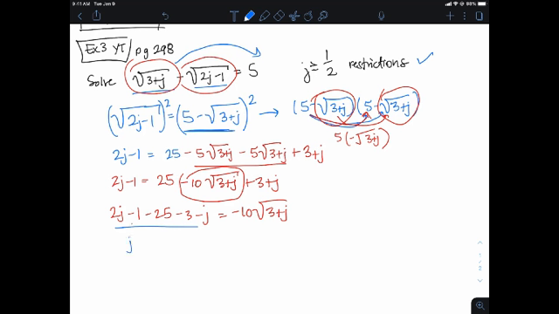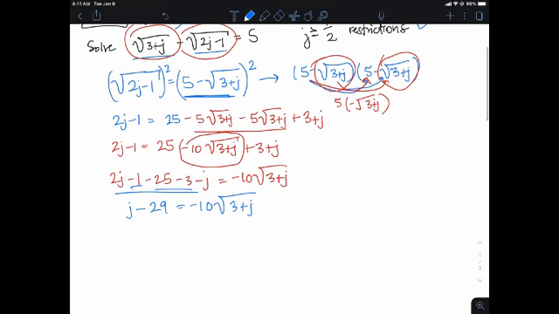All of these are negative, so negative 28, negative 29, so minus 29, and on my right-hand side, minus 10 root of 3 plus j. Okay, now back to my same old tricks. I'm going to square both sides to get rid of that radical sign. So what does this give me when I square it?